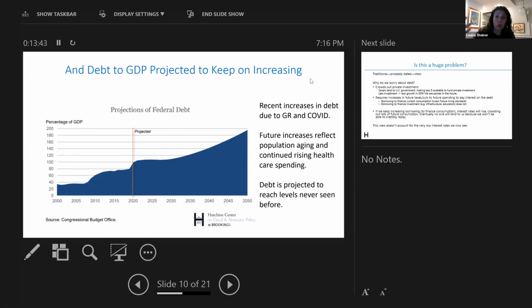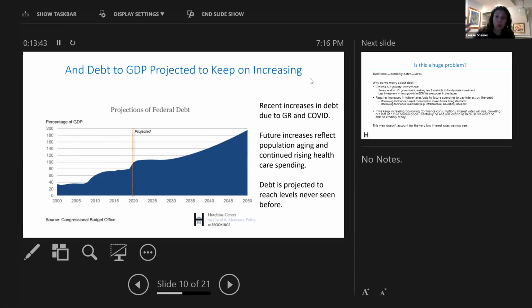So I said we were almost at our record from World War II. We are shortly going to surpass the World War II record. And then, under current law, this is all under current law, it's just going to keep on increasing without sight, all right? So this looks bad. Is it a huge problem?